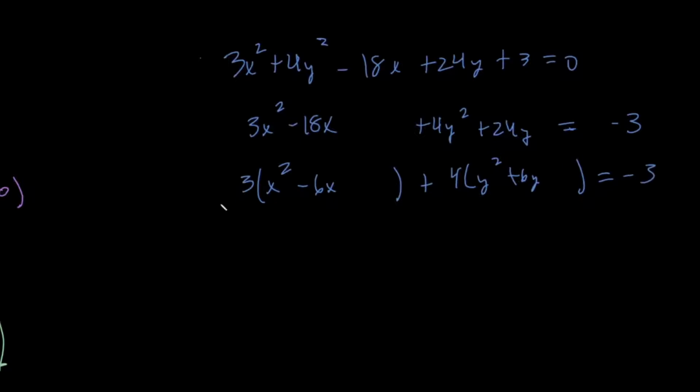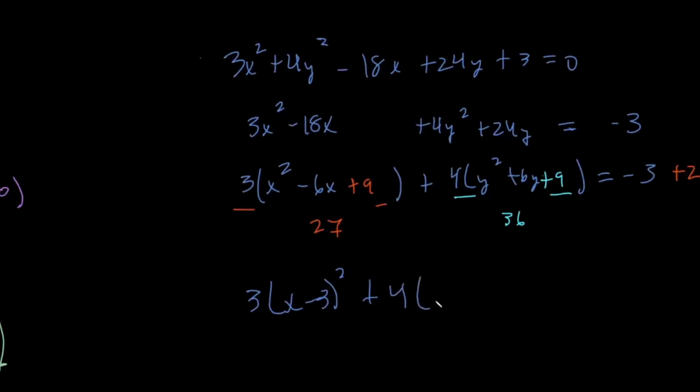I'm going to complete the square now. So this would be plus 9, and I just created 27 units. So I want to add 27 units. And this would also be plus 9, so I just created 36 units. So I need to add 36 units on the other side to balance it out. So here on the left I get 3 lots of x minus 3 squared plus 4 lots of y plus 3 squared equals 24 plus 36, which is 60.